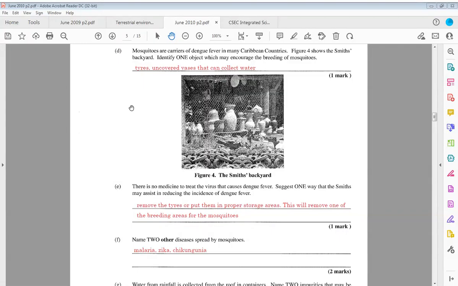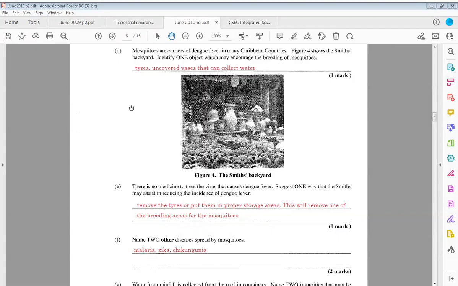So, D. Mosquitoes are carriers of dengue fever in many Caribbean countries. So remember, carriers, right? We looked at pathogens, we looked at hosts, and we looked at the definition for vectors. The mosquitoes are carriers of the pathogens that cause dengue fever. So remember, the mosquito is the vector in this case.